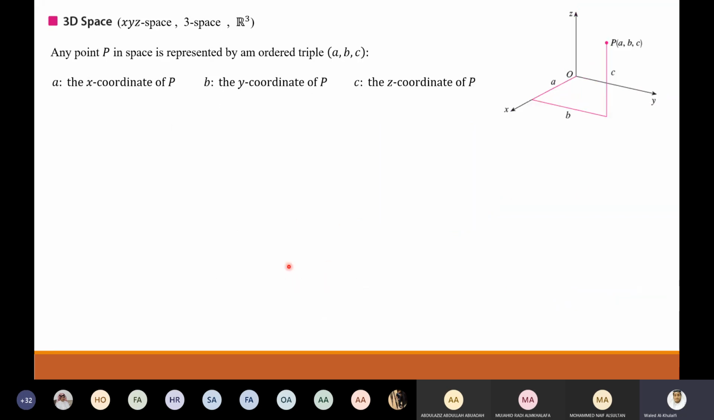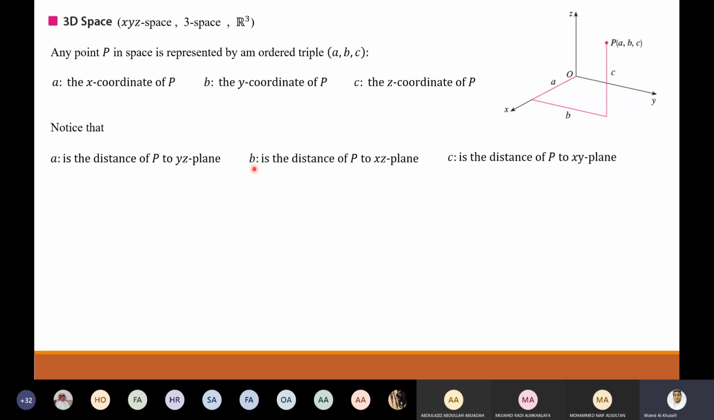But anyway, these are the three-dimensional space. These are the same points. Now notice the following: A, the number A, you can think of it as the distance from the point B to the YZ plane. Okay, you can think of it this way, the distance between the point and this left plane, this is A. And you think of B as the distance from the point to the XZ plane, and C is the distance from the point to the XY plane.